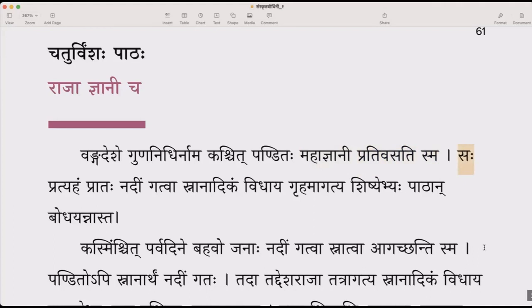One question. Mahajnani is a napunsakalingam, isn't it? No. It is pullingam. Mahajnani, jnaninau, jnaninaha, nakaranta. Guni, guninau, guninaha. Oh, Mahajnani is pullinga. Because it is an adjective to panditaha. Yeah, got it. Thank you.